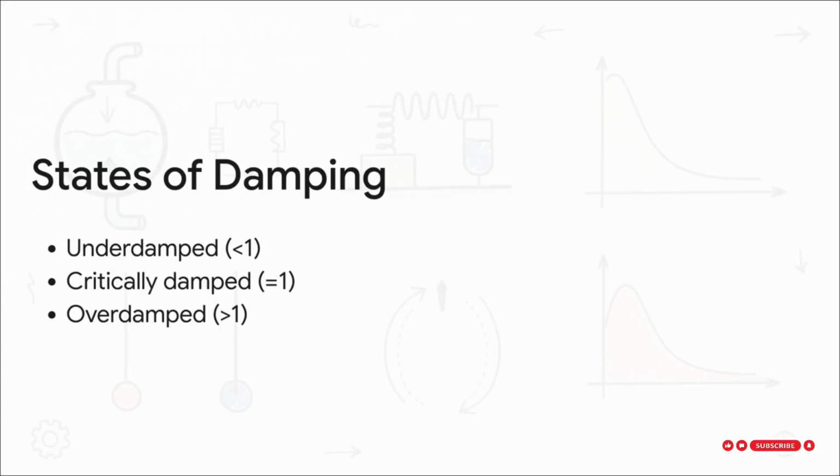First, if zeta is less than 1, the system is underdamped. It's highly oscillatory. It's going to wildly overshoot the target and bounce up and down before it finally settles. Second, if zeta is exactly 1, it's critically damped. It hits the target perfectly, as fast as physically possible, with absolutely zero bouncing. And third, if zeta is greater than 1, it's overdamped. It just drags its feet sluggishly on a long, slow path to the final value.